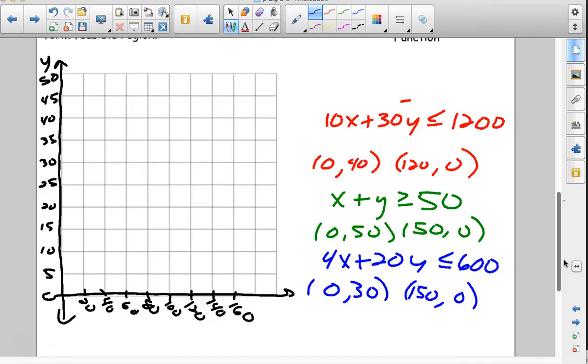Get those lines on there. We have to make sure that they're pretty doggone straight, but we need to color code this because in the end, if we don't know perfectly where two of those lines match, we're going to have to figure out their intersection. So I go back to my red for my 0, 40 and my 120, 0. I'm going to do the best I can with the straight edge.